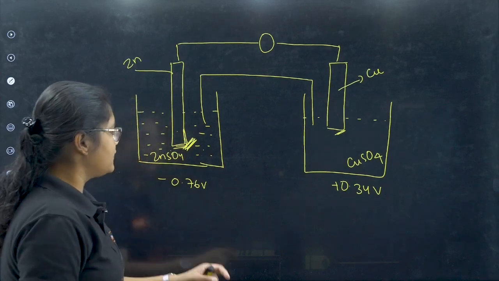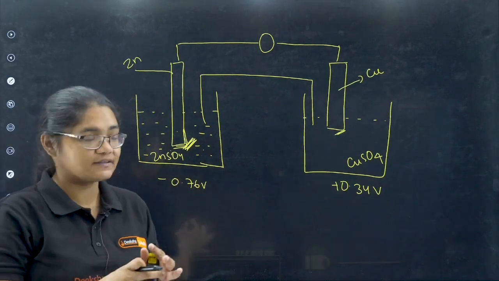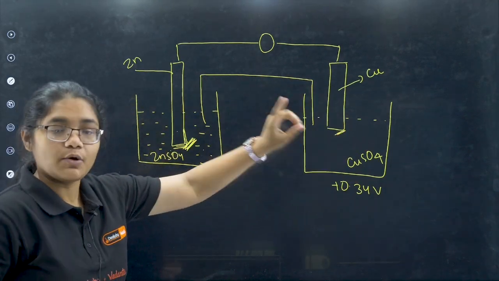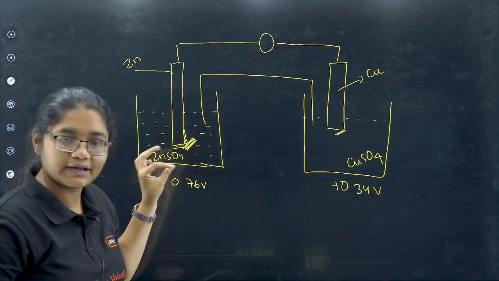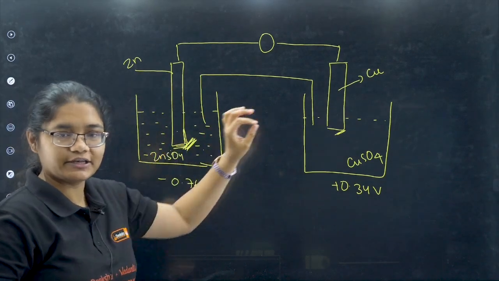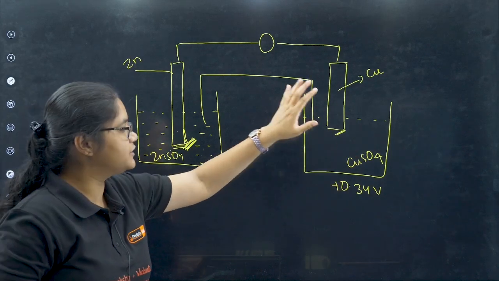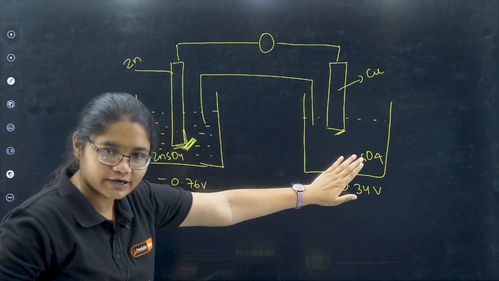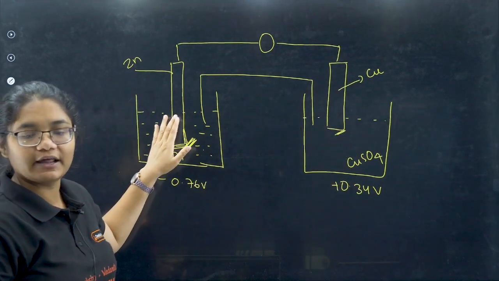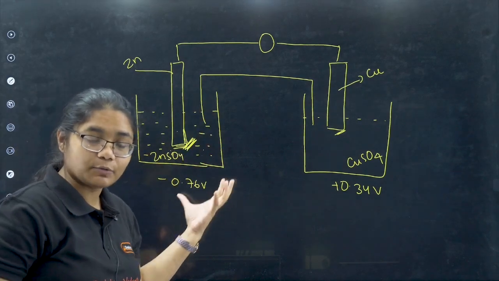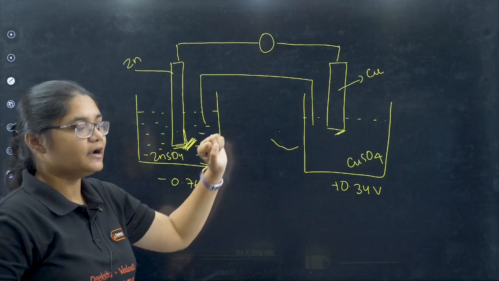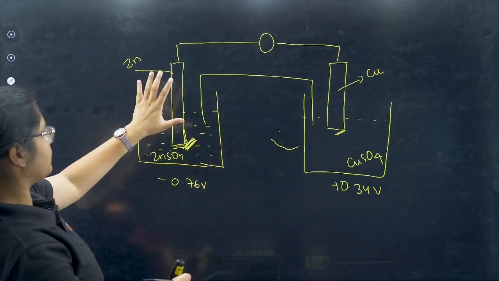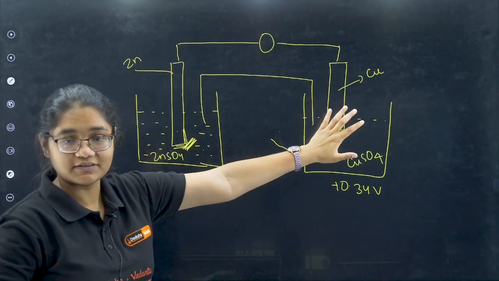Now you can see that there is a potential difference between these two chambers. One potential difference is inside the chamber between the electrode and the electrolyte. That is oxidation potential here, reduction potential here. There is a potential difference between this electrode and this electrolyte, and a potential difference between this electrode and this electrolyte, within each chamber. Now if you see from outside, there is a potential difference here and there is a potential difference here, right?